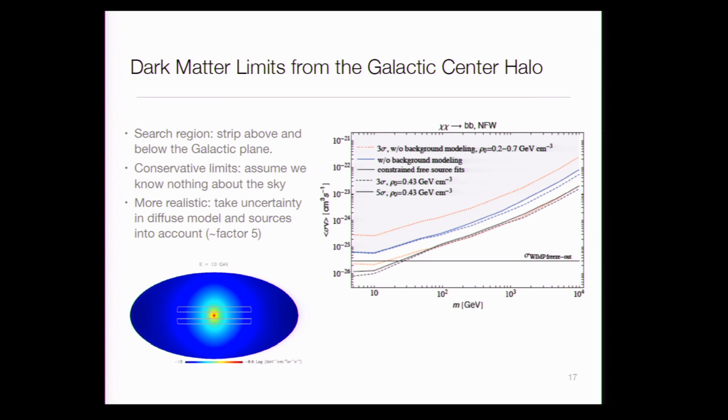Also, we looked in the halo of the galactic center. So we used a search region above and below the galactic plane to stay away from astrophysical gamma rays a little bit. If you make the most conservative assumption in saying that you don't know anything about the gamma ray sky, and just put limits on dark matter, you come up with a line that looks like that. Somewhat more realistically, you take into account what you know about the diffuse emission and the sources, and you get limits that are comparable to the limits that we see in dwarf spheroidal galaxies.